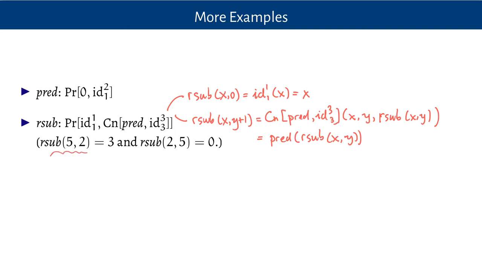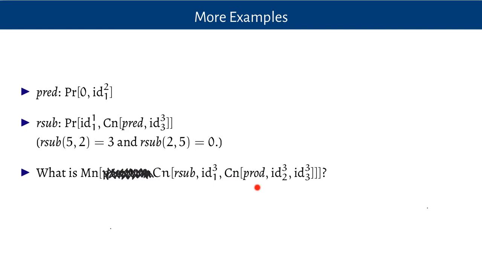And if you work out all of the details, r sub of 5 and 2 turns out to be 3, because what we do is we just repeatedly take a predecessor of 5 as many times as 2, and that takes us down to 3, whereas r sub of 2 and 5 takes 5 lots of predecessor of 2, which takes us all the way down to 0 and then just stays there because predecessor of 0 is 0. It's called r sub because this is restricted subtraction. We subtract as much as we can and then we stop and give it the answer 0, even if we try taking more away than there is to take away.